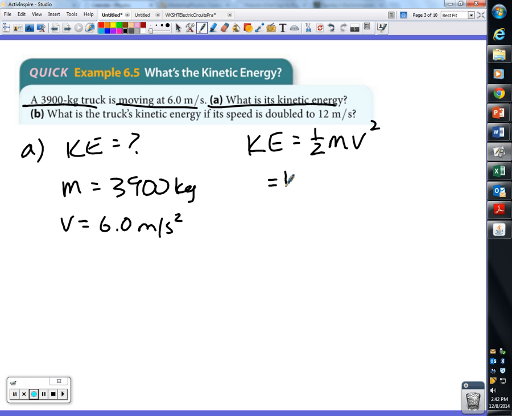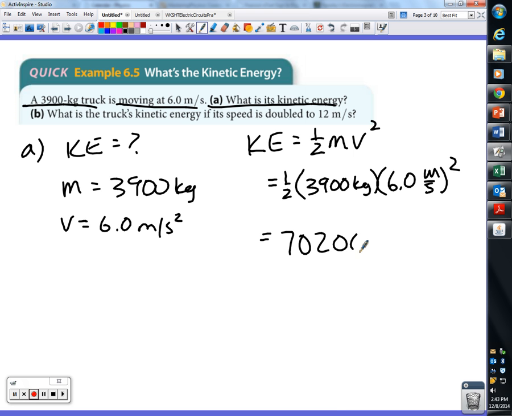we plug in what we know. 1/2 is a constant, that doesn't change. 3,900 kilograms, 6.0 meters per second, okay? So we do the math, and if I remember correctly, we get 70,200. So, a couple of things before we wrap this up.